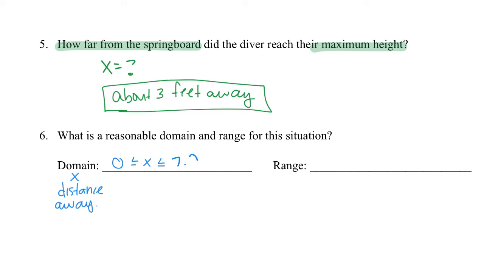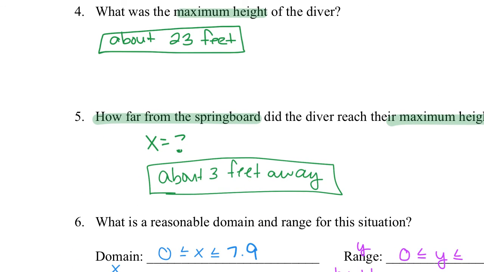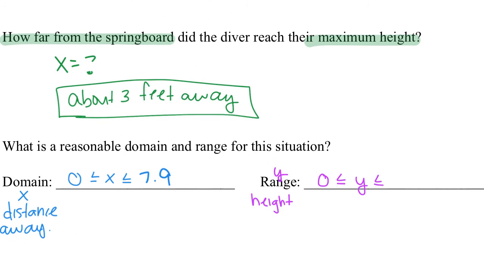So 7.9. Now our range, that's our y values. So in this case, this is the height of the dive. So the smallest height is 0. That's when you hit the water. The largest height, the max height, well, we said on number 4 that that was about 23 feet. That's the highest this diver is going to get. So that's our ending value. Smallest is when you hit the water. Largest is the max height at the top.